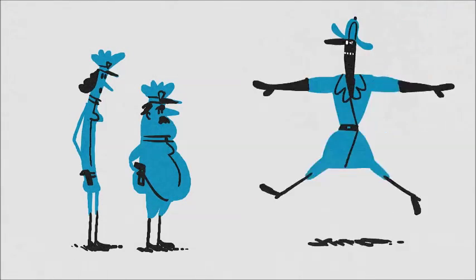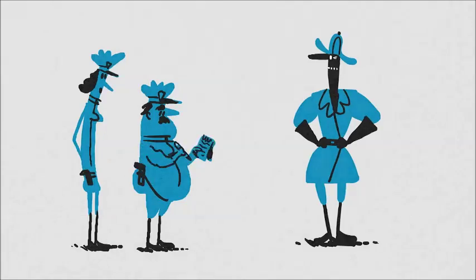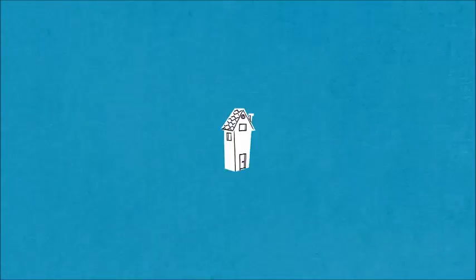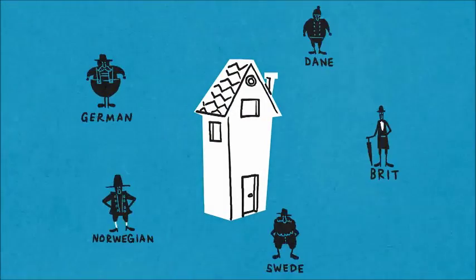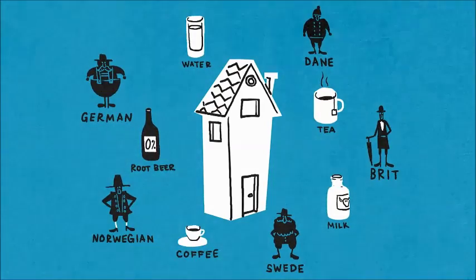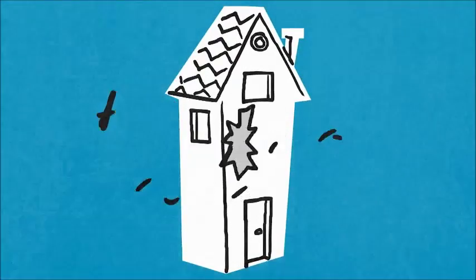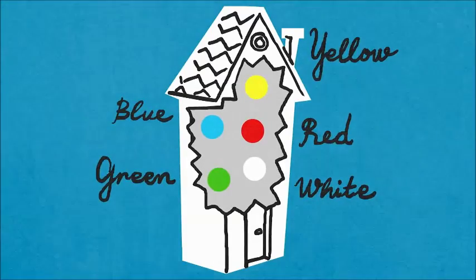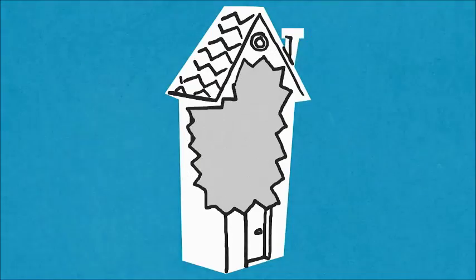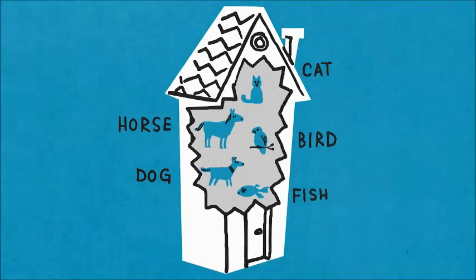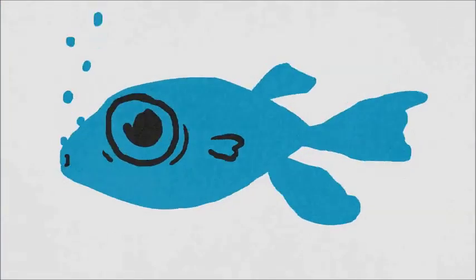When you arrive on the scene, the police tell you what they know. 1. Each house's owner is of a different nationality, drinks a different beverage, and smokes a different type of cigar. 2. Each house's interior walls are painted a different color. 3. Each house contains a different animal, one of which is the fish.